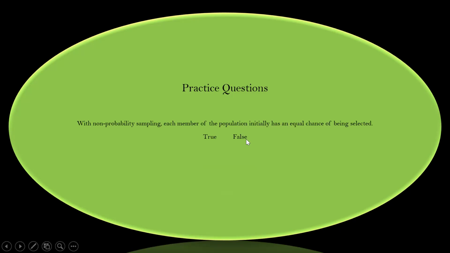With non-probability sampling, each member of the population initially has an equal chance of being selected. That's false. That's the definition of a probability sampling technique or a random sampling technique. If a researcher used students in her class, her course as her sample, then convenience sampling was used. And what's more convenient, and sometimes maybe unethical, than simply using the students in your class, but that is true.